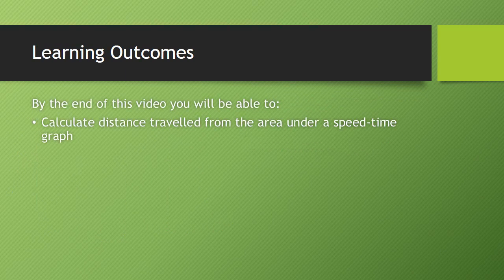So now you can calculate the distance travelled by using triangles and rectangles to find the area underneath a speed time graph.